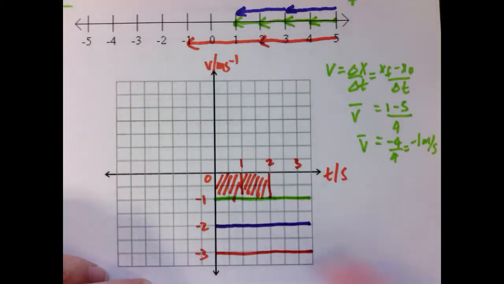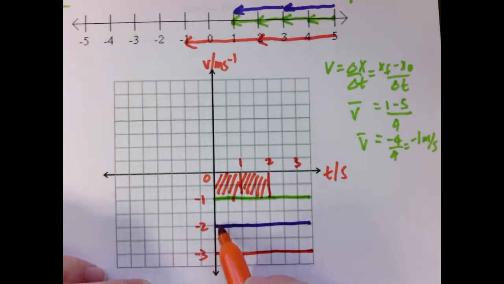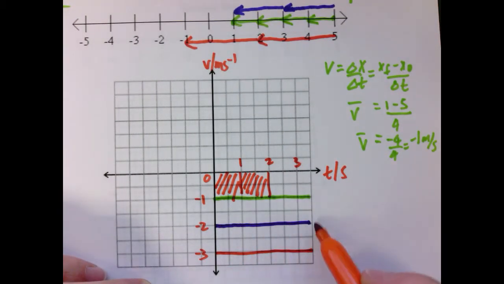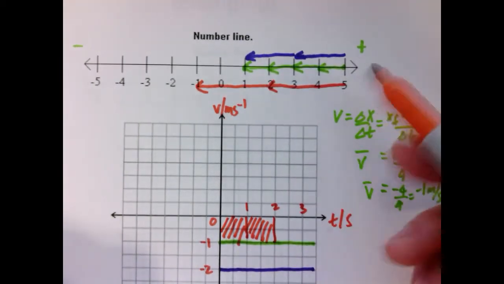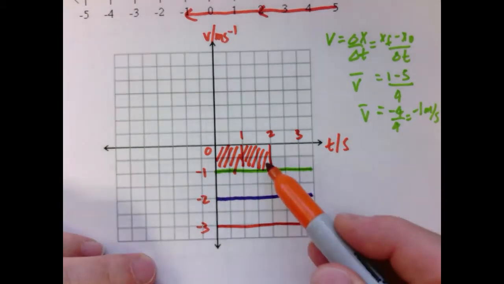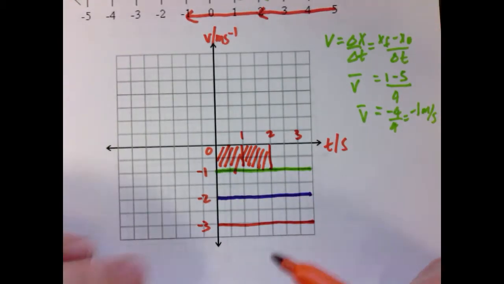-3. So what these graphs show is a constant velocity. The velocity does not change as time goes by. What does change is the displacement. The position changes, the displacement changes, and the displacement can be found by the area.